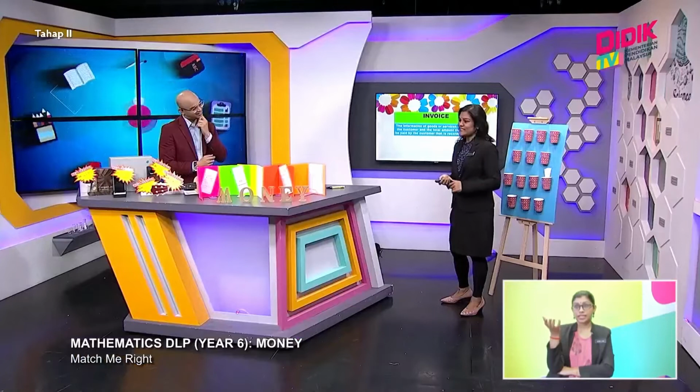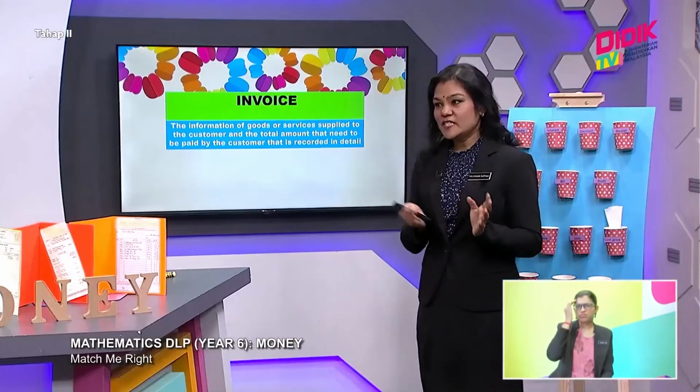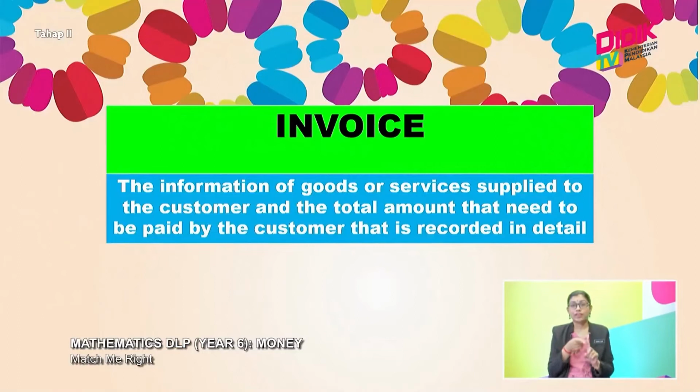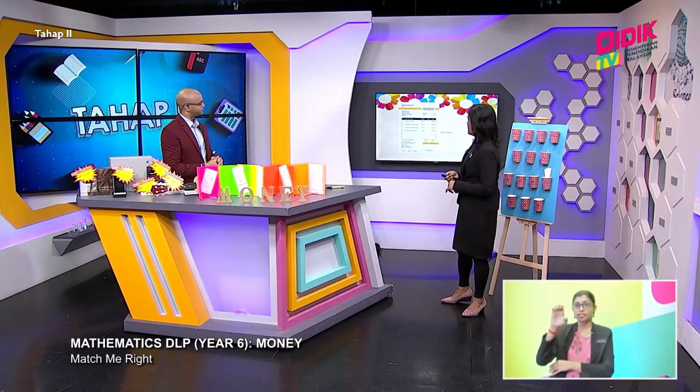How about invoice? Is this a new term for you? Isn't the invoice the same as the receipt? Yeah, that's the confusion here. What's the difference between receipt and invoice? An invoice is the information of goods or services supplied to the customer and the total amount that needs to be paid by the customer, recorded in detail. That is the difference. For a receipt you just get your total payment. In an invoice you have the full recorded detail. Next, this is an example of an invoice.